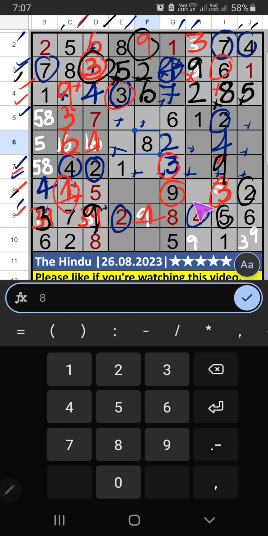8th row, 3 numbers are remaining, 6, 7, 8. 8th grid, we already have 8. So it can't come in these cells. Then 8 is confirmed here. Then only 2 numbers are remaining, 6 and 7. Column F, we have 6. So 6 can't come in this cell, 6 is confirmed here.